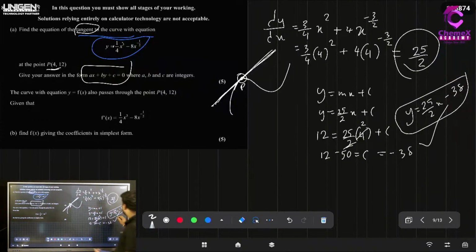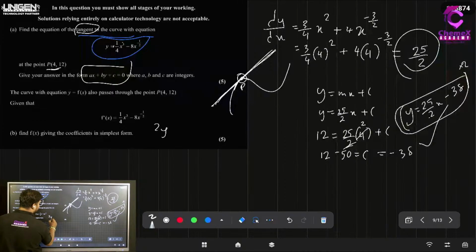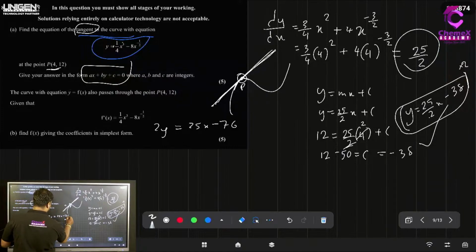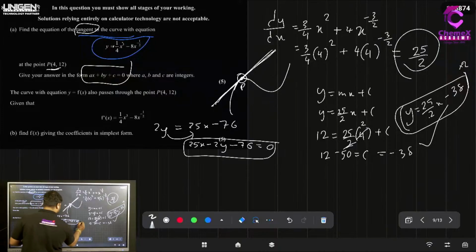So what can you do? Multiply everything by 2. So what do you get then? 2y equals 25x minus 38 into 2, which is how much? 76. Then take all the things to one side: 25x minus 2y minus 76 equals 0. This is the final answer.